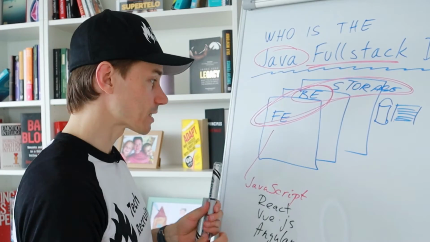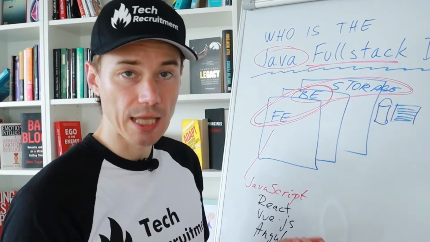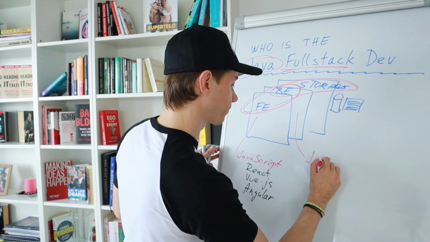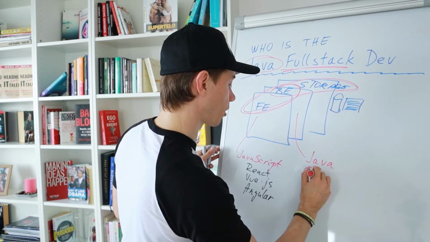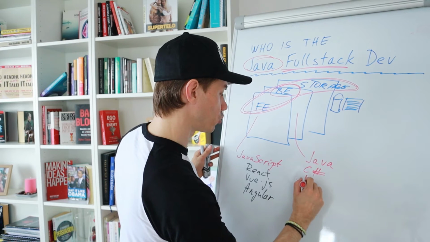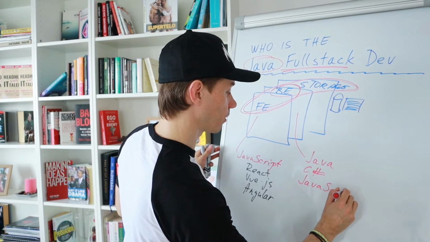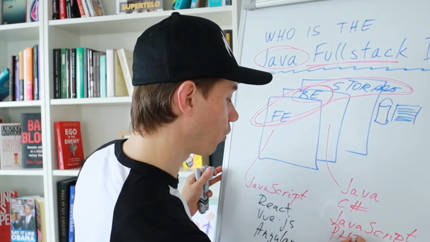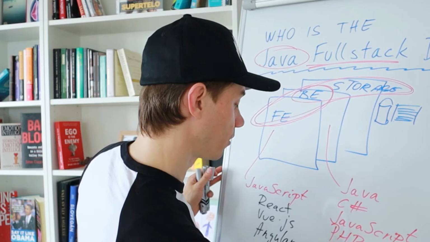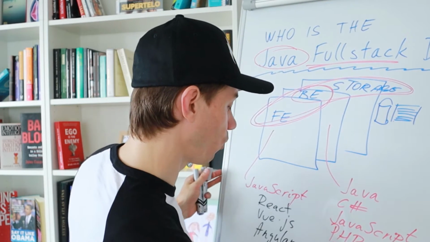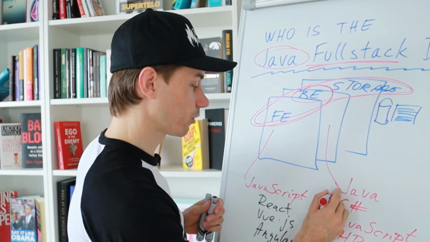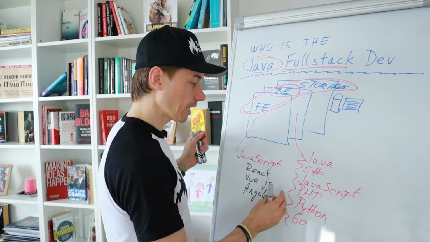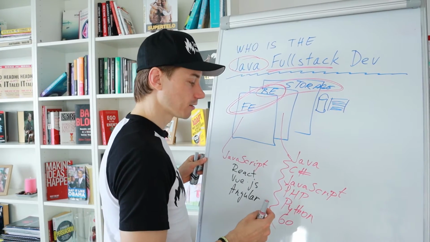Okay, and on the backend side, developers use some programming languages. For example, they use Java, or they use C#, or they may use JavaScript also. It's not Java, it's completely different. Or they may use PHP, or they could use Python, or I don't know, Go language. Okay, so a lot of other languages they could choose from, and all these programming languages have some related frameworks.